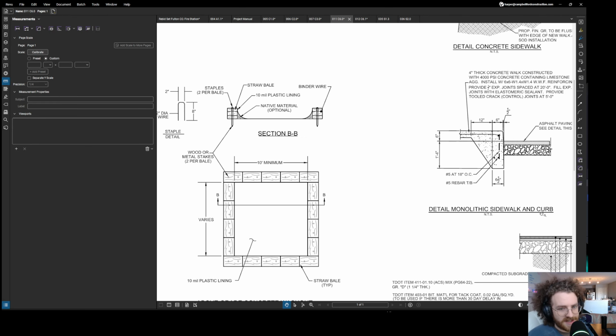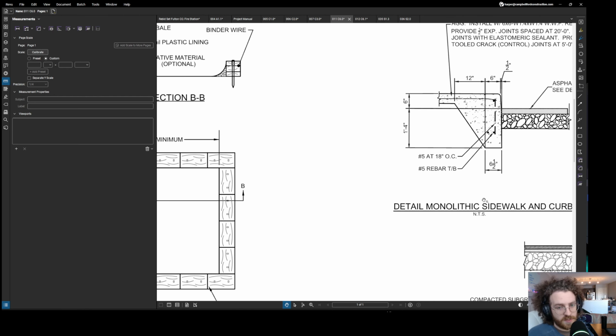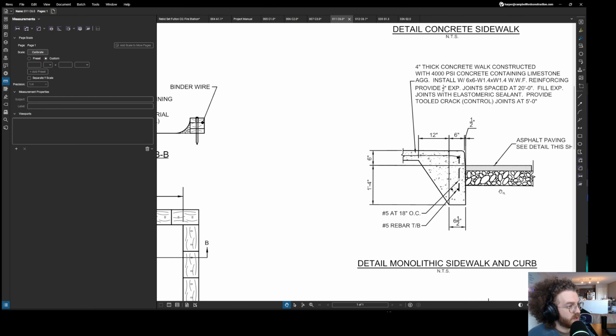Detail: monolithic sidewalk and curb. Monolithic just means single pour. I guess a polylithic would mean multi-pour, but monolithic just means that I'm pouring the sidewalk and the curb at one time in one pour. I'm not pouring the sidewalk, forming it up separately, and then coming back and pouring the curb later. I'm doing both of them at once. So the forming will actually go to the edge of the curb, not the edge of the sidewalk. That's just kind of an interesting thing.